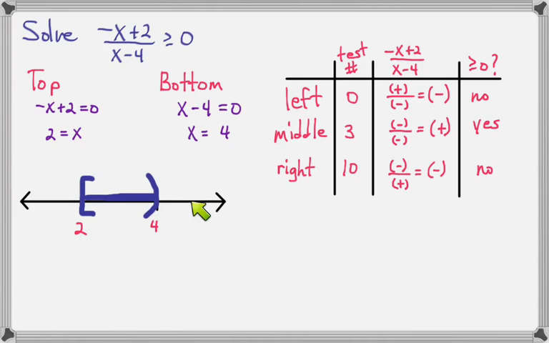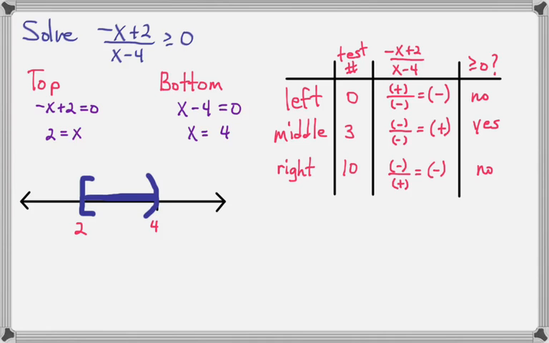Now I want you to take a look at the reason why. If you can imagine plugging 4 into this expression, negative 4 plus 2 would give you negative 2 in the top, and 4 minus 4 would give you 0 in the bottom. So if you have negative 2 over 0, then the expression is not equal to 0, it's undefined. That's why bottom critical numbers can never have a bracket, because they make the expression undefined.